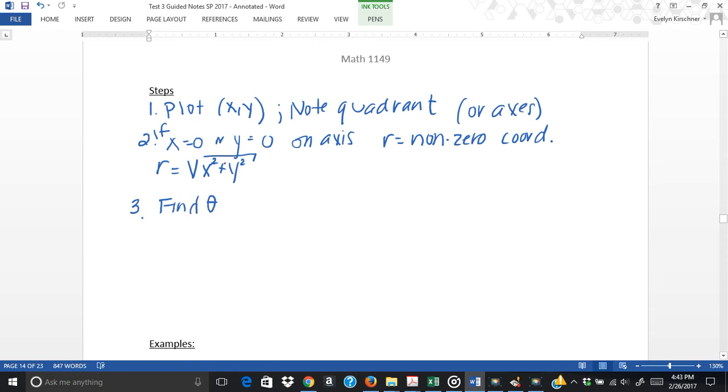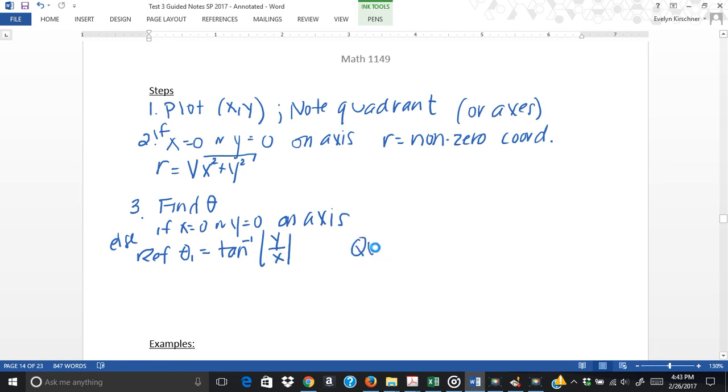The third step is I need to find theta. So if x is 0 or y is 0, it's on the axis, and that's pretty easy to find. And otherwise, I have my reference angle equals the inverse tangent of the absolute value of y over x. And then look at my quadrant. So if my quadrant is 1, then my theta I'm actually looking for is just the theta I found.